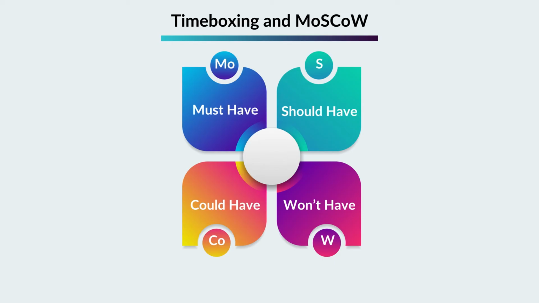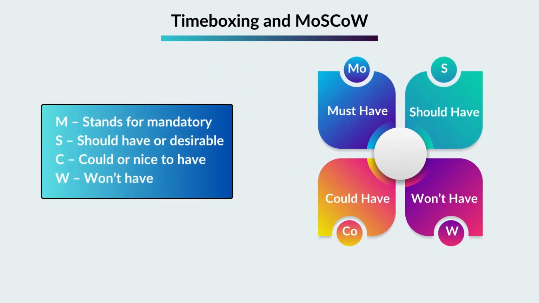In MoSCoW, M stands for must have or mandatory, S for should have or desirable, C for could have or nice to have, and W for won't have. MoSCoW helps in organizing the work based on priority. The M should always have top priority, followed by S and C. It should always be kept in mind that if any task cannot be completed within the given time box, it should not be mapped to the M or S category. One rule to always keep in mind is that no more than 50% of the total tasks can be kept as must-haves, and approximately 10 to 20% should be considered as coulds.